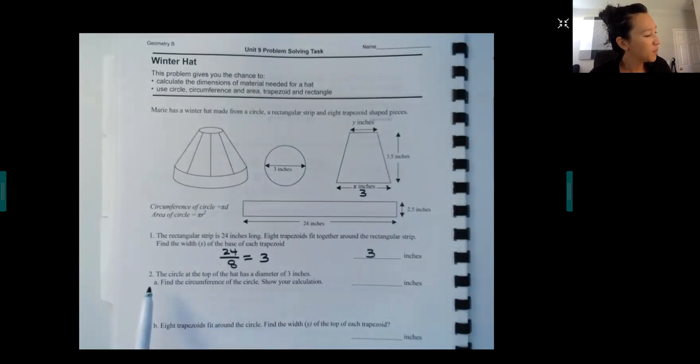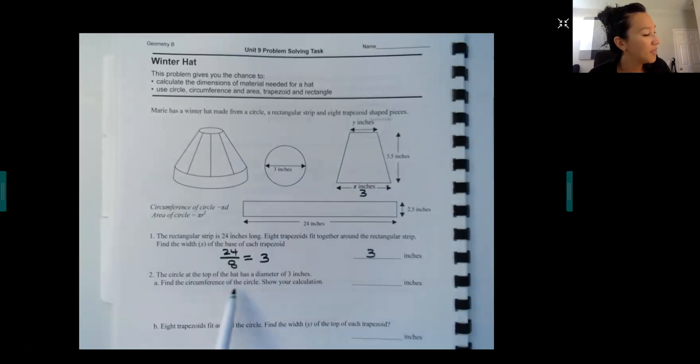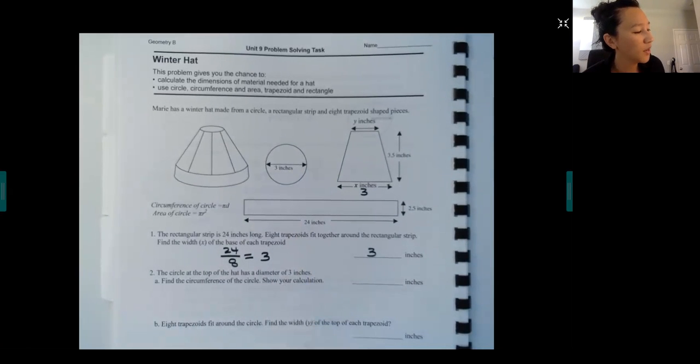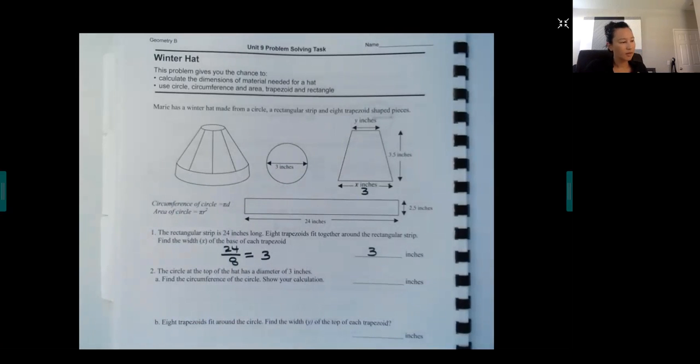Okay, and then we'll move on to number 2. The circle at the top of the hat has a diameter of 3 inches. We have this picture to help us. Find the circumference of the circle and show your calculation. Go ahead and do A for number 2 and send me your answers in the chat. Remember, it's pi times diameter. But simplify, we don't want it in terms of pi. So give us a number.